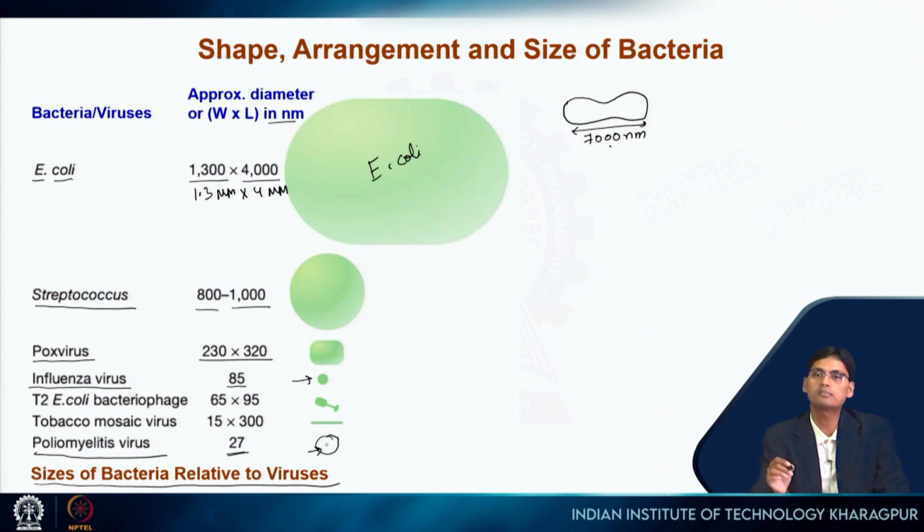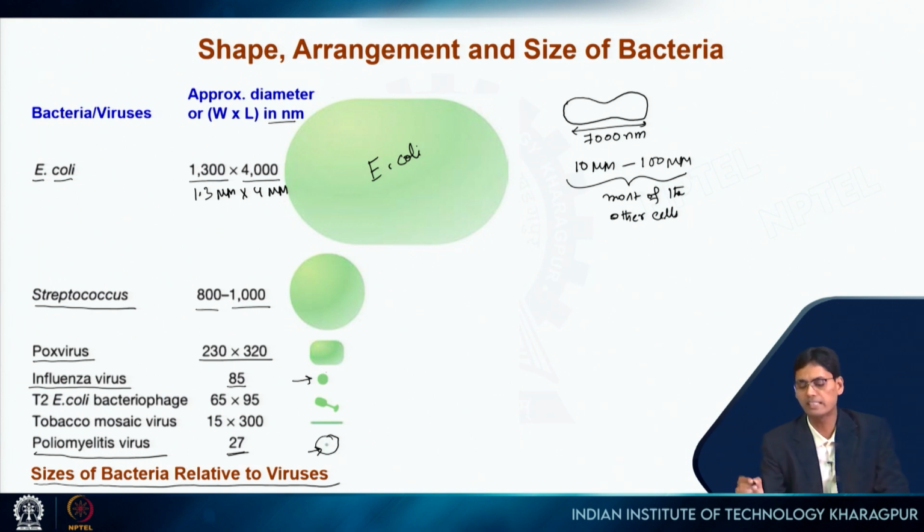Most of the other cells present in our body, their dimension should be in between, I would say, 10 micrometer to 100 micrometer in this range. Most of the other cells present in our body, and this is RBC, red blood cell.